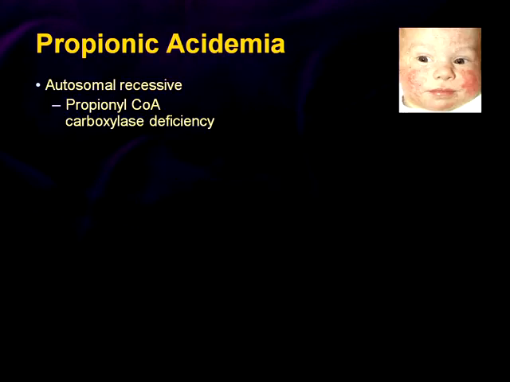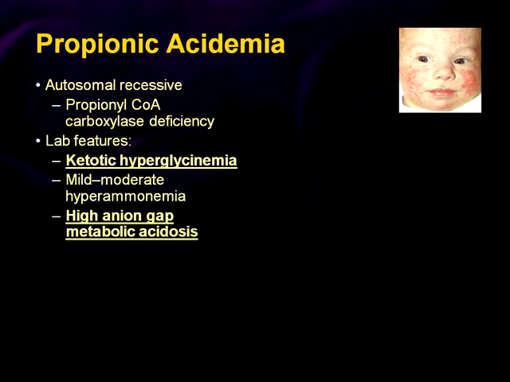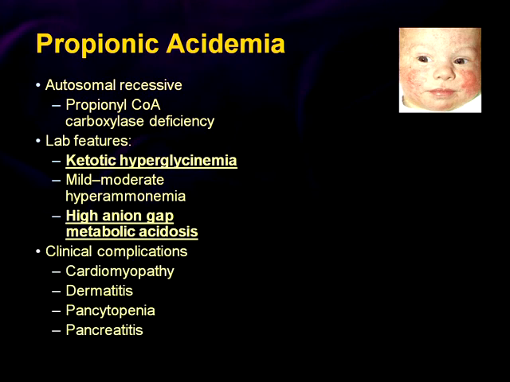Propionic acidemia is autosomal recessive. It's a propionyl-CoA carboxylase deficiency. You get a ketotic hyperglycinemia as opposed to a non-ketotic hyperglycinemia. Again, it will give you mild to moderate hyperammonemia because of the amount of acidosis that's going on. It's impairing the urea cycle. High anion gap metabolic acidosis. Clinical complications include cardiomyopathy, dermatitis, pancytopenia, and pancreatitis.